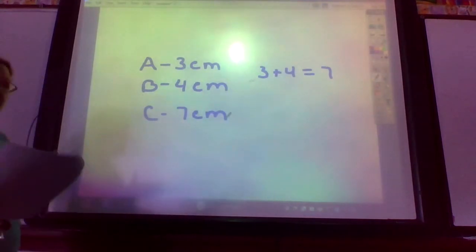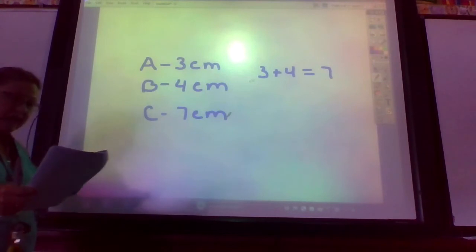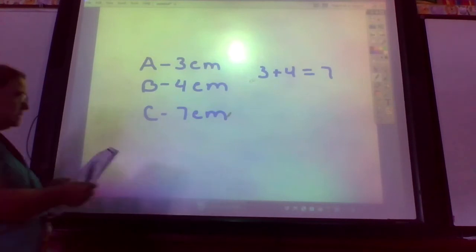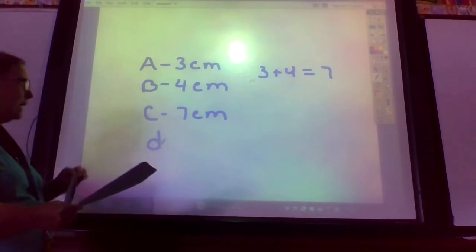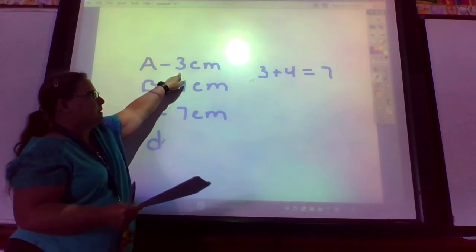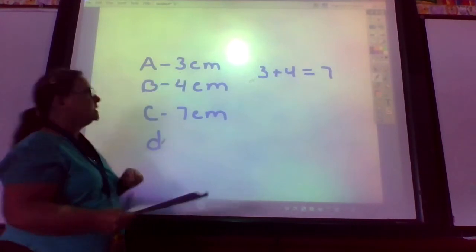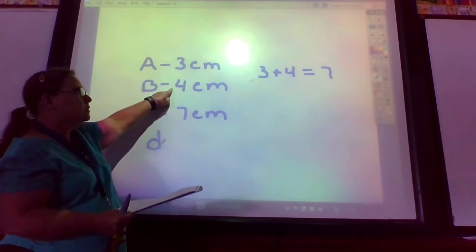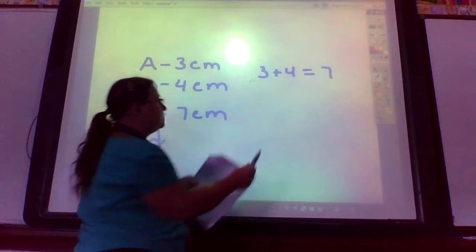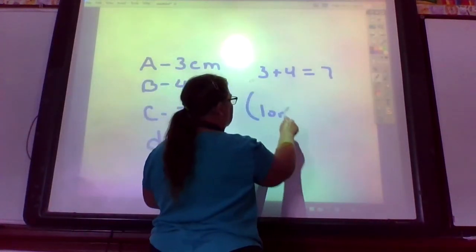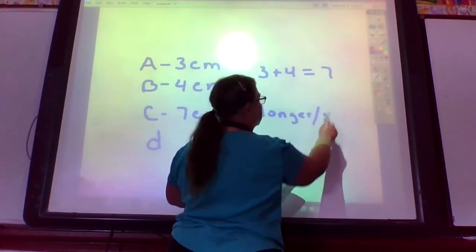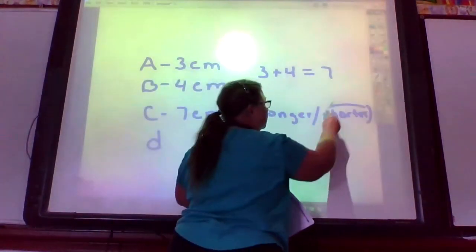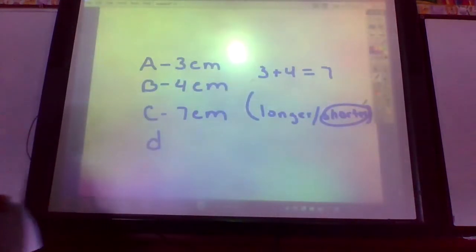Okay? Then we have question D yet. Question D says, line A is blank centimeters longer or shorter than line B. Listen to that again. Line A is blank centimeters longer or shorter. Well, let's get that part first. Longer or shorter? Which one's longer? B. So A would be shorter. In the parentheses, it says longer, shorter. And you're going to circle the word shorter. Line A is shorter than line B.